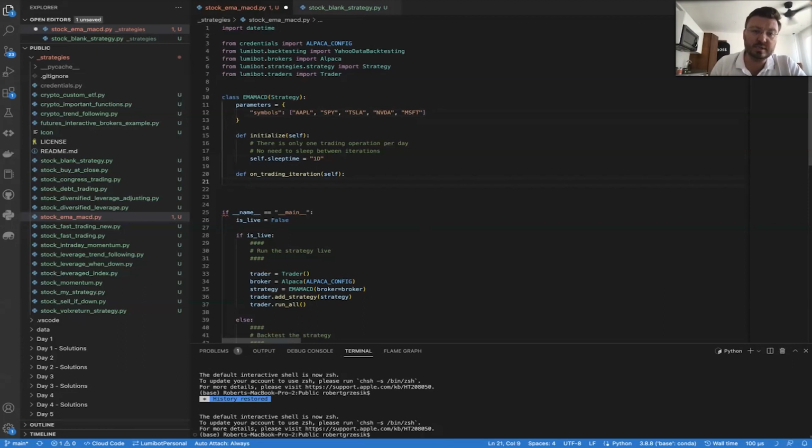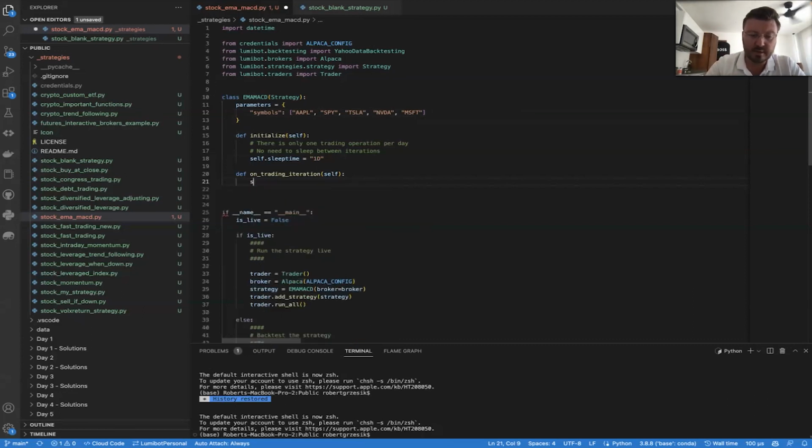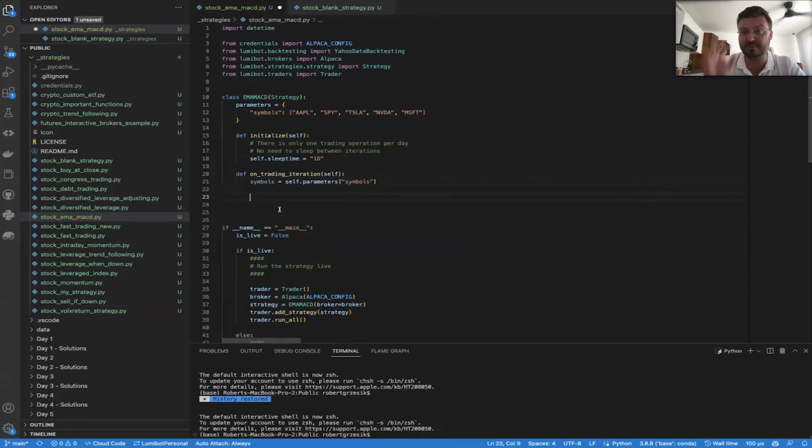So what I'll do is I'll delete that and I'll go symbols. So it's actually already doing this for me, right? But I'm going to write it out myself. I'm going to go symbols equals self.parameters.symbols. So now I have the list of symbols inside of my on trading iteration function, right?